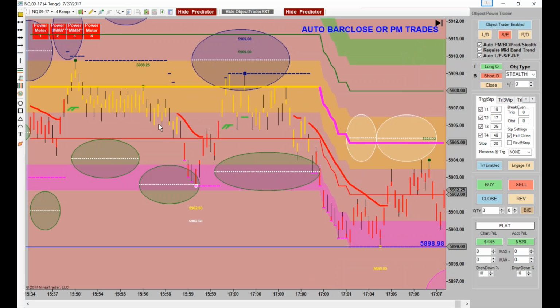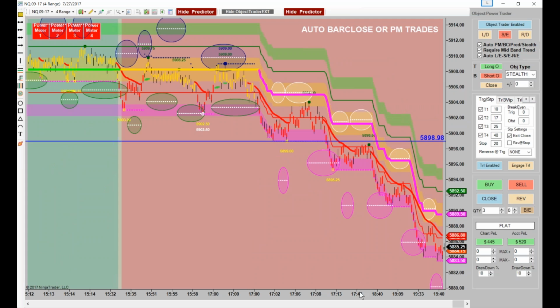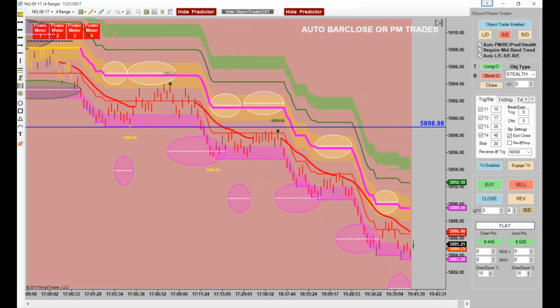Because the trend, once this background turned red and everything, was pretty much saying that we were going short. See that background turned red? Our midband was still yellow, but it turned magenta here, which is definitely the short color. So you wouldn't really want to be looking at these trades to begin with. Let's see if we can get another trade.